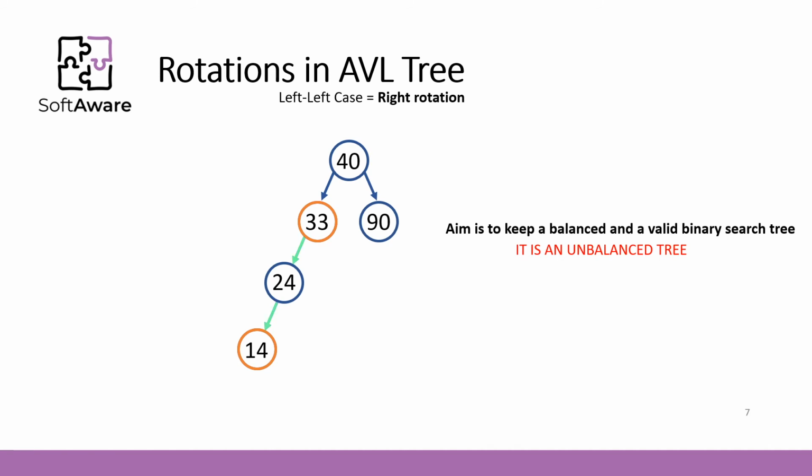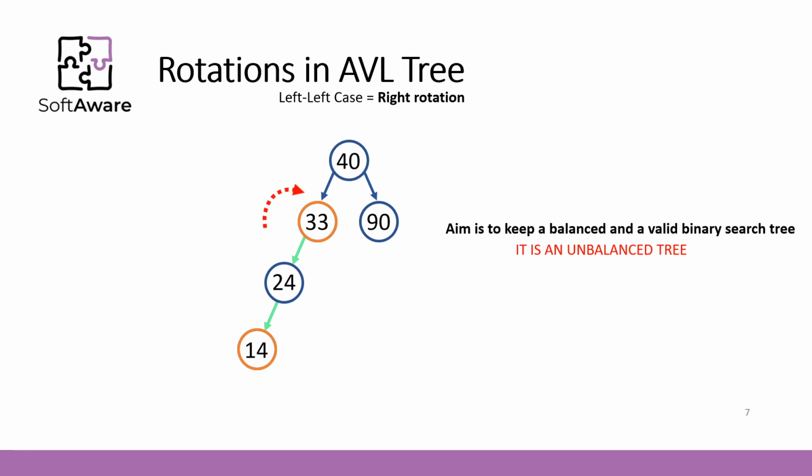This is why the cases actually are named in AVL tree. As you can see, we have left from 33 to 24 and left pointer from 24 to 14. So its naming convention for the case makes sense now as left and left case. We know that in left-left case, we need to make right rotation.